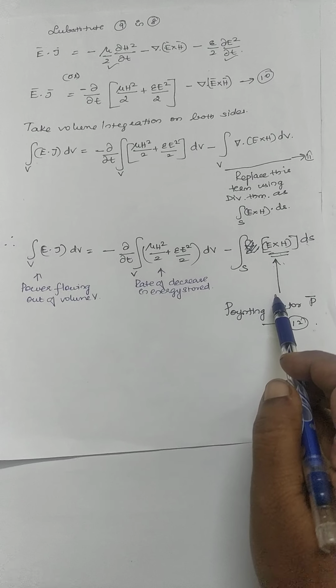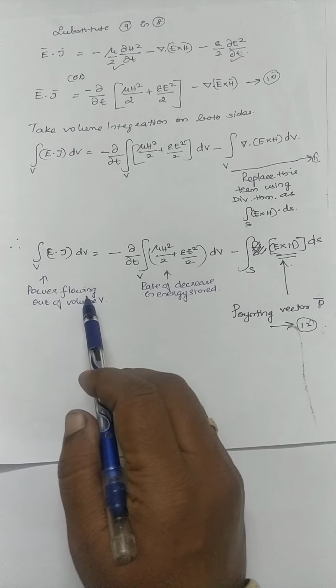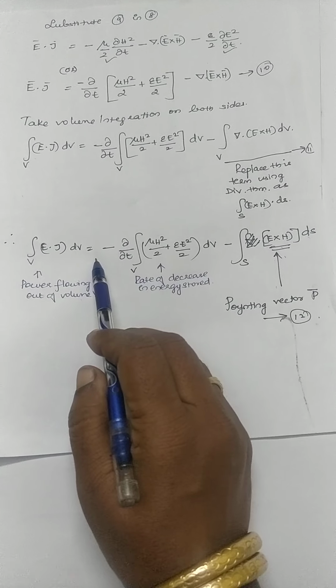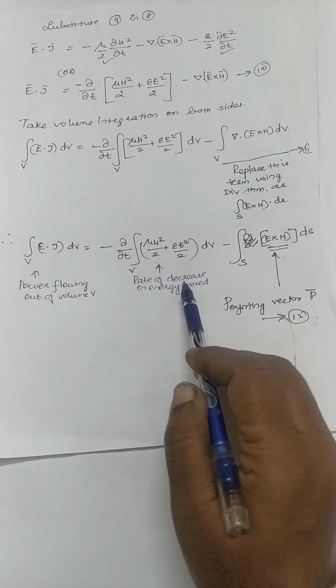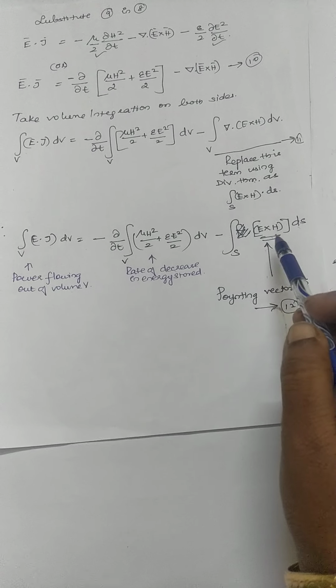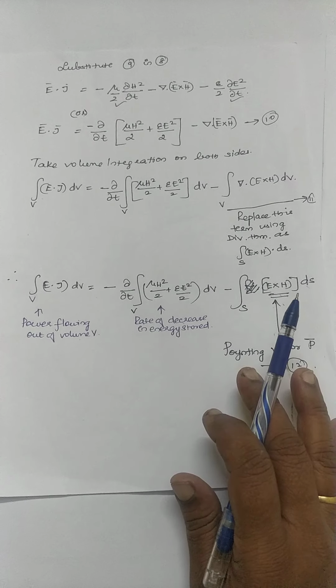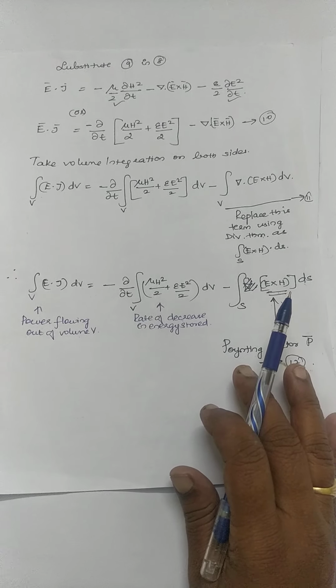So the final equation has three terms. One is the integral of E dot J dV, which is the power flow out of the volume, which is equal to the rate of decrease of energy stored, this term, and this is the Poynting vector P equal to E cross H. So this completes the analysis of the Poynting vector and the Poynting theorem. Thank you.